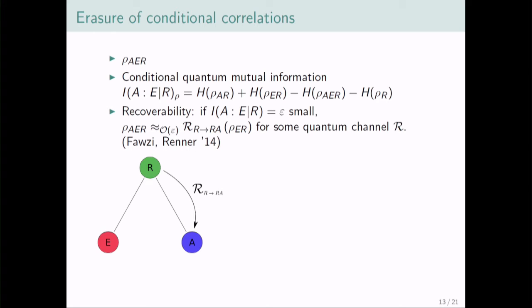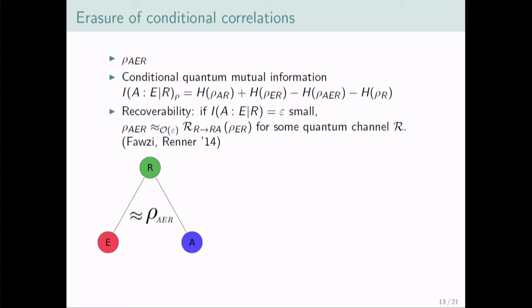This quantum channel we also call R usually, because it's a recovery channel. And in the case where this quantum conditional mutual information is small, we can achieve that this recovered state is approximately equal to the original state.